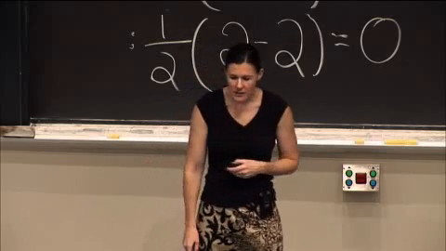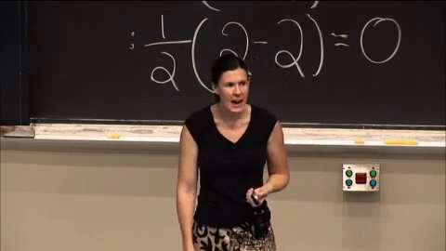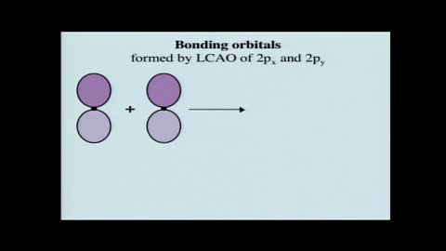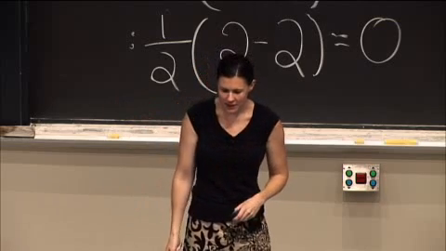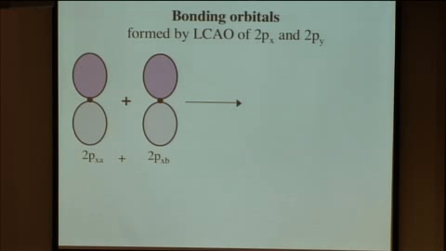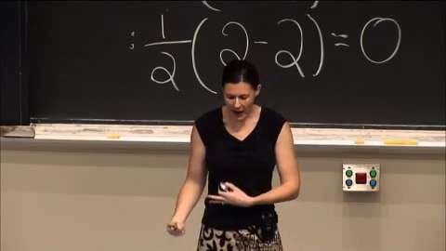So let's look at the first case where we have either the 2px or the 2py type of orbitals that we're combining. So they're the same shape. This is the shape of the orbital or the shape of the wave function. And we can call this either 2pxa being combined with 2pxb, or we could say, since it's the same shape, it's 2pya being combined with 2pyb.